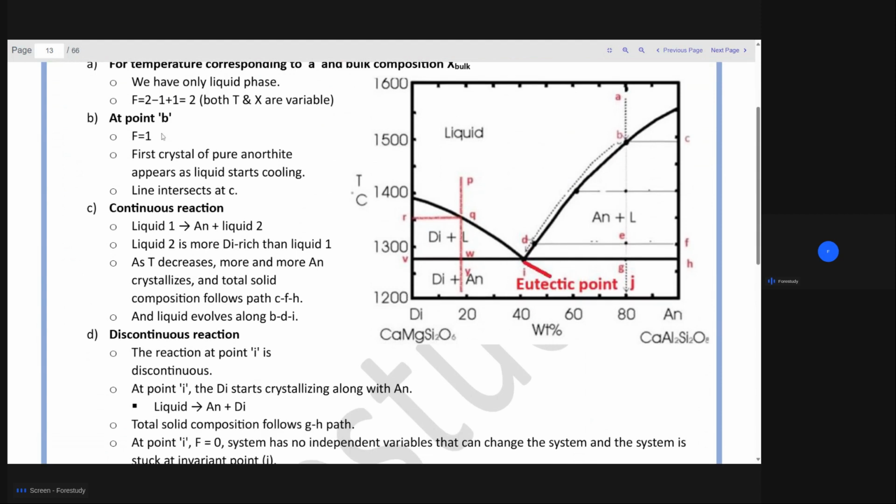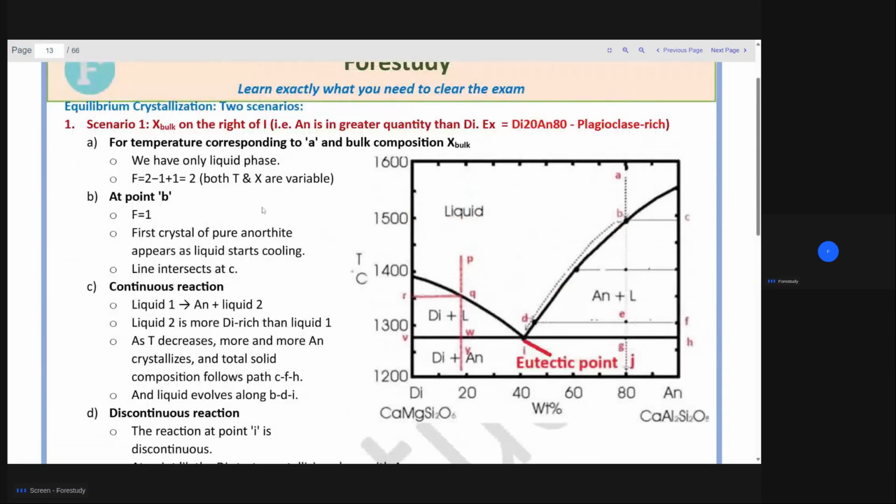Now at point B, F equals 1. At point B here, when it touches the liquidus curve, F equals 1, because at any line we get a degree of freedom 1, whereas in any field we get a degree of freedom 2. Remember, in a solid solution phase, or say in the water phase, we are using F equals C minus P plus 2, whereas in the eutectic we are using F equals C minus P plus 1. So this is very important, often students make mistakes in this, so remember this.